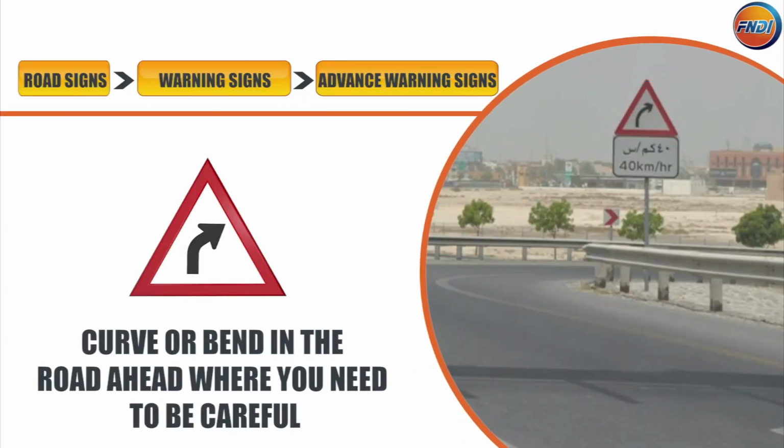Curve in the road to the right. This sign warns that there is a curve in the road ahead to the right. This sign is found before curved roads or hilly areas. Motorists must reduce speed, control the vehicle, and avoid lane changing, overtaking, stopping, parking, and reversing. Motorists are advised to position in the left lane for a better view.